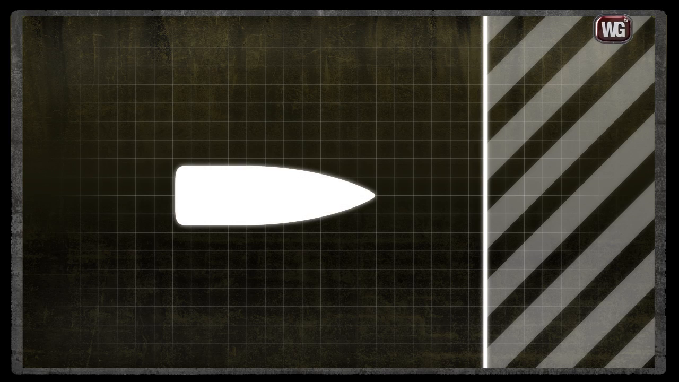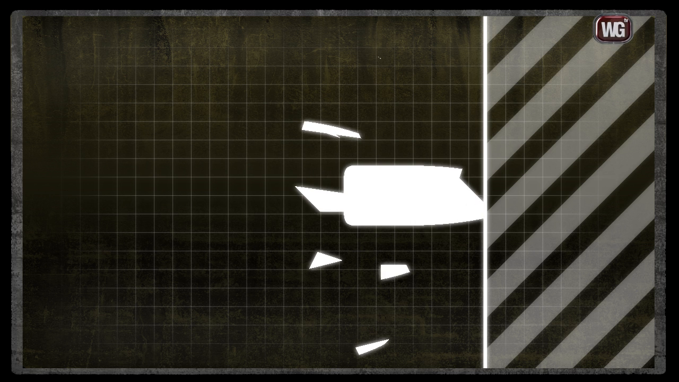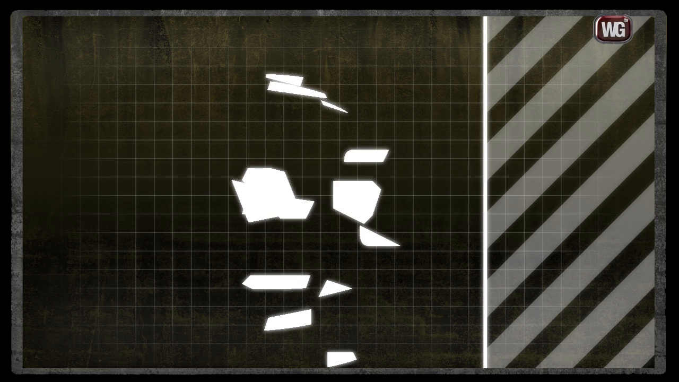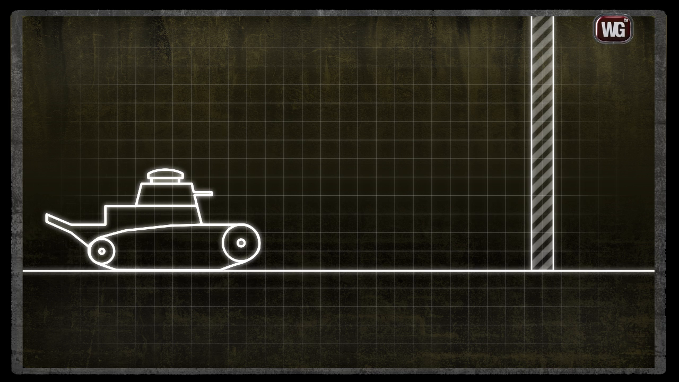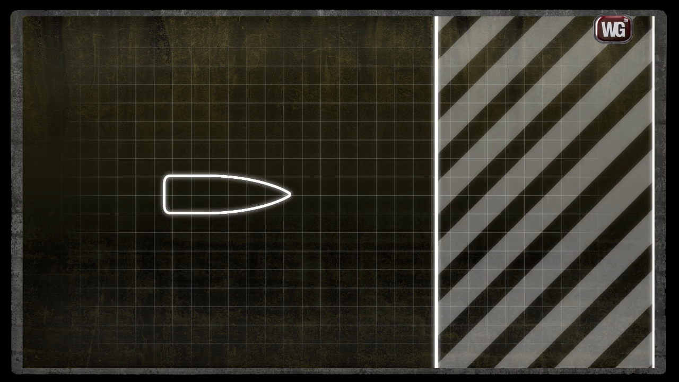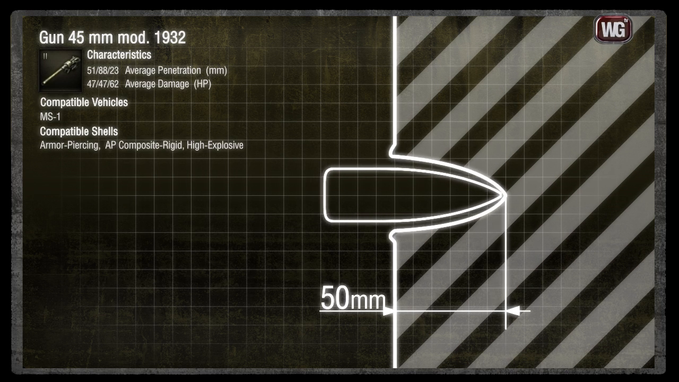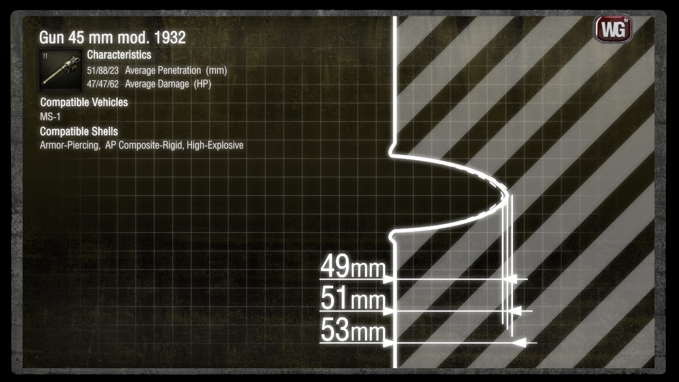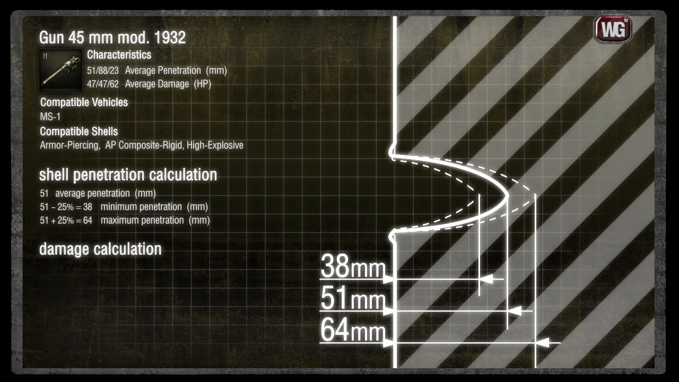For example, if a shell tries to penetrate armor head-on, it would seem to have its maximum penetration potential. But in real battles, a shell can break apart due to severe internal stress, resulting in zero penetration potential. Game physics allow for a 25% fluctuation compared to the value in the description. For example, if the penetration value of your MS-1's main gun is 51mm, then its real value will range from 38mm to 64mm. The damage value range is calculated the same way.